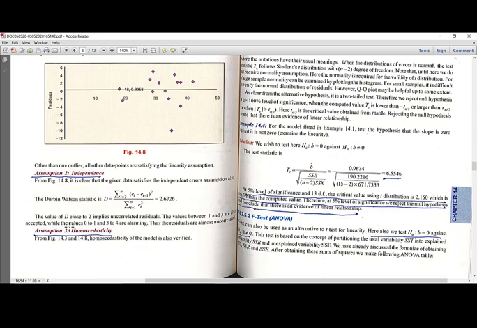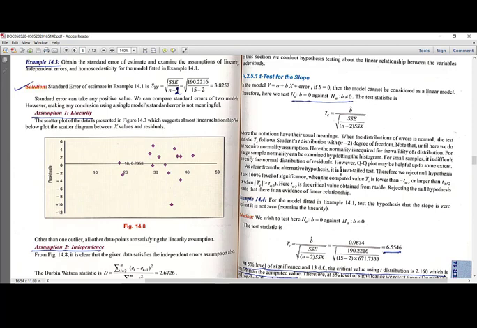And here we have got the Durbin-Watson statistic value as 2.6726. It is closer to 2. Thus, the residuals are almost uncorrelated. This is what we want actually. Then, homoscedasticity. From this figure and from the previous figure 14.3, we can observe that the homoscedasticity of the model is good and it is verified.